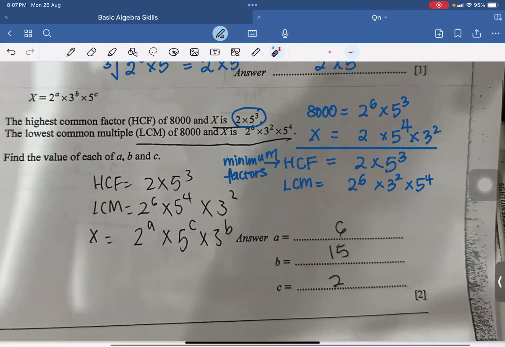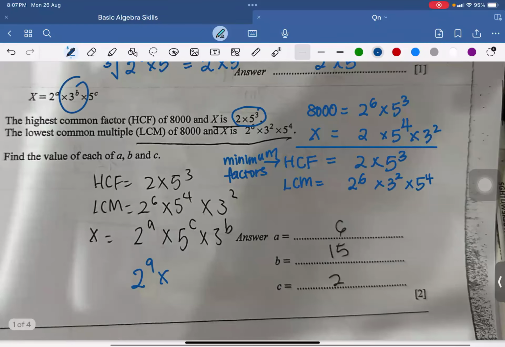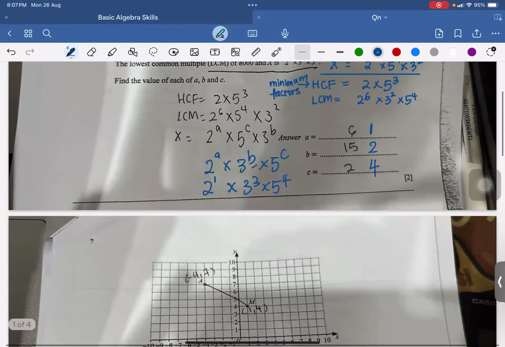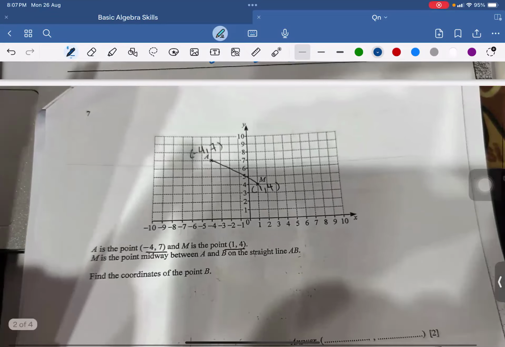So then I match with my A, B, and C. So 2 to the power A, 3 to the power B, then 5 to the power C, so I match with 2, then 3 square, 5 to the power of 4. So my A is the number 1, 2 to the power of 1. B is the number 2, the power only. C will be the number 4. Okay? Can? So this one is Lynn's question. Good question to ask. Next question.